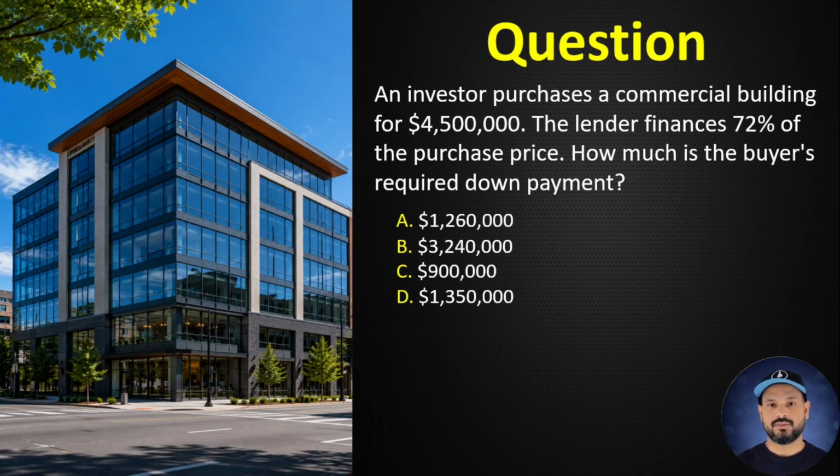Question number 42. An investor purchases a commercial building for $4,500,000. The lender finances 72% of the purchase price. How much is the buyer's required down payment? A. $1,260,000. B. $3,240,000. C. $900,000. D. $1,350,000. Correct answer, A. $1,260,000. Down payment = 28% x $4,500,000 = $1,260,000.